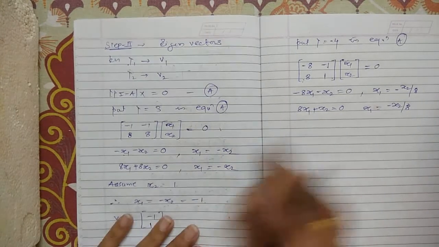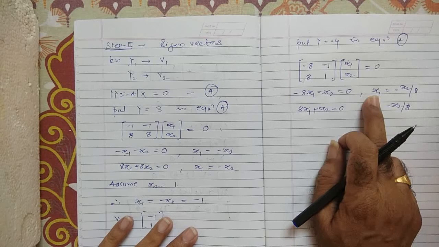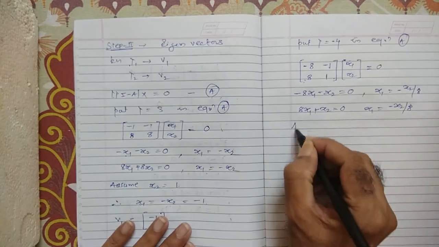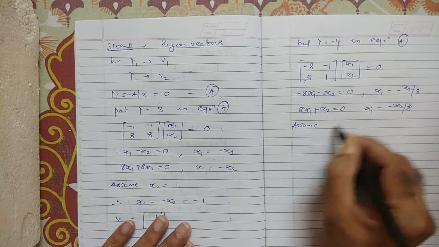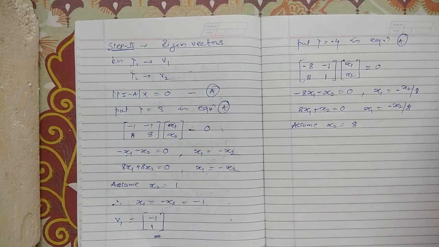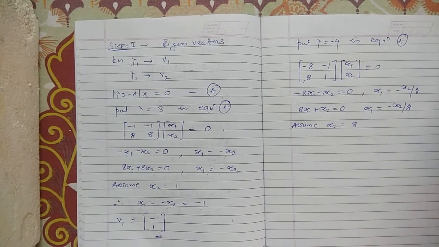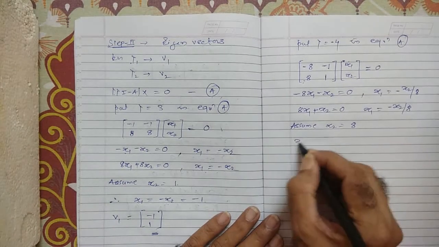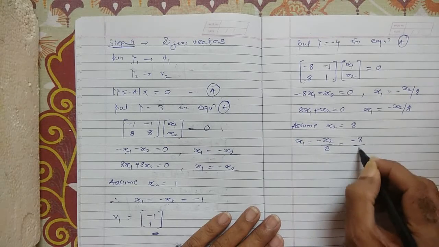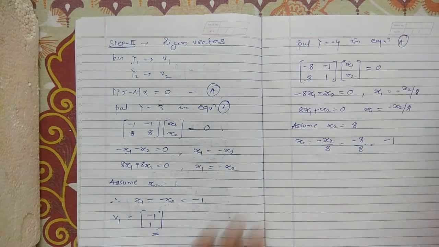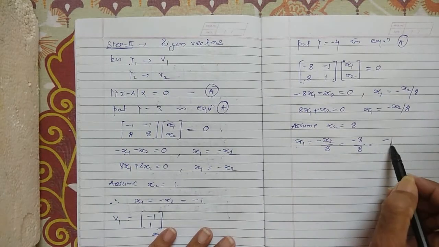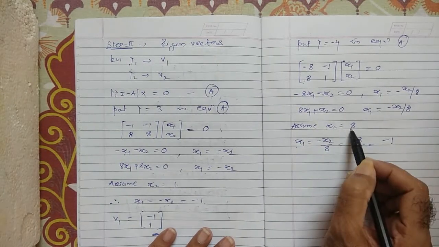Now I want x2 to be non-zero. So assume x2 equals 8. So x1 equals minus x2 by 8, that means minus 8 divided by 8, which equals minus 1. So now I know x1 equals minus 1 and x2 equals 8.